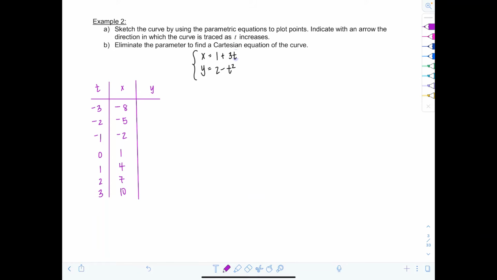Beautiful. And then for y, it's 2 minus t squared, so 2 minus... Now -3 squared, that's going to be +9. So this is -7. Then 2 minus 4, that's going to be -2. 2 minus 1. 2 minus 0. And then they repeat, right? So 2 minus 1. Then I get -2 again and -7.